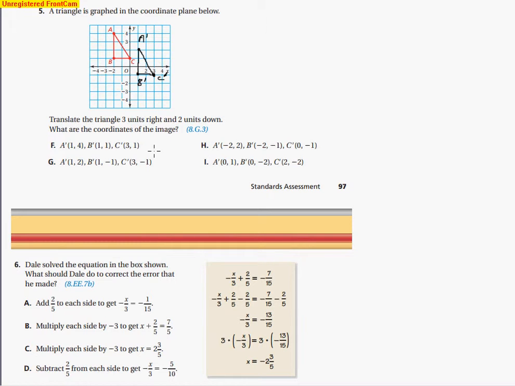A looks to be 1 space over, 2 spaces up. This one matches. 1, -1 for B prime. 3, -1 for C prime. That's it. So let's take a look at the next one. It says Dale solved the equation in the box showing. What should Dale do to correct the error that he made?